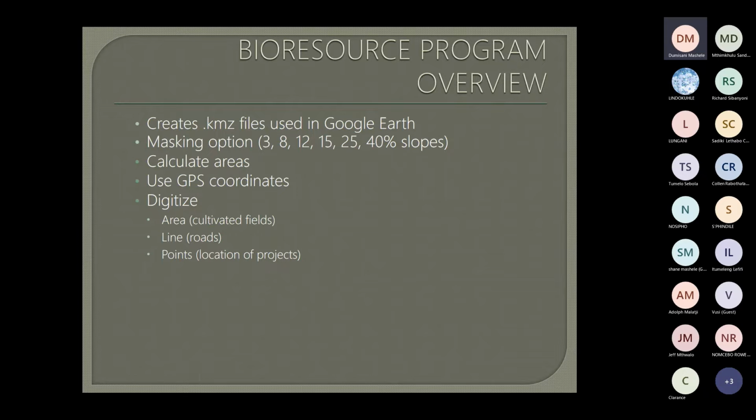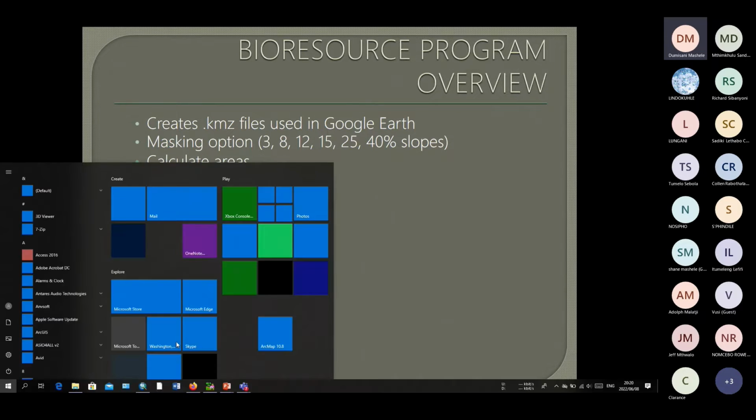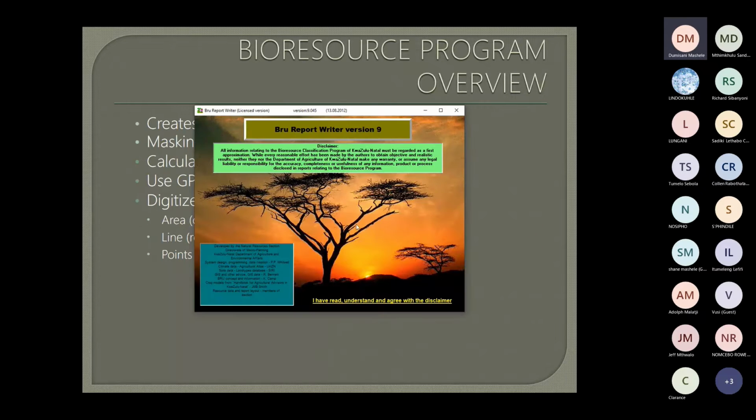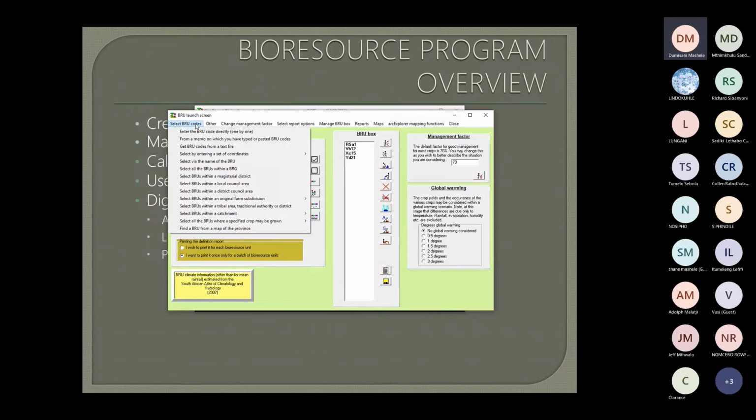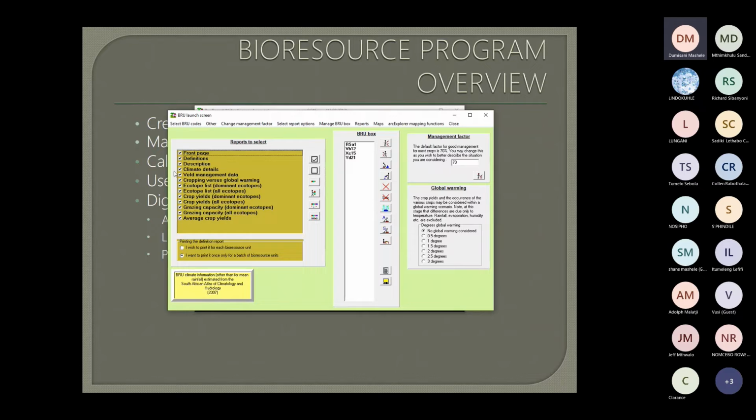What I want to move into now is the actual program so that you can see how it works. This is how it looks, and I think most people have seen this. So I'm just going to go into it, click on this one here. I've read and understood the disclaimer, and you can see, as I was showing you, that this is a way in which you generate or select your PROs. In this case, you can see this is the PRO box. This is where you select the reports, and this is the management factor, currently sitting at 70%.